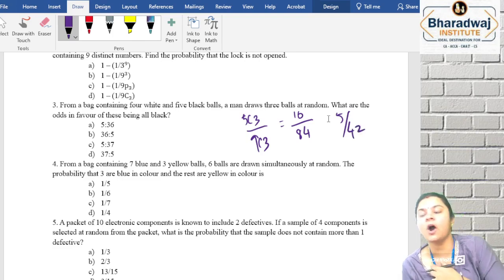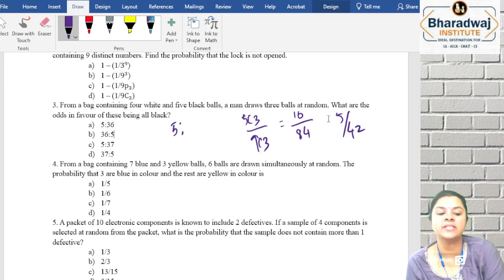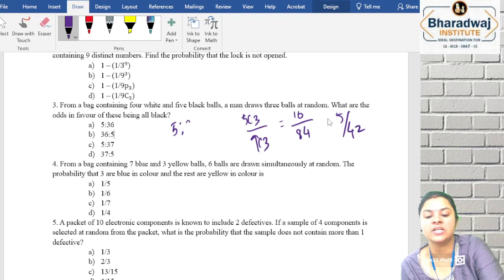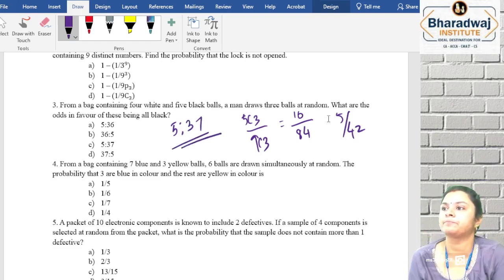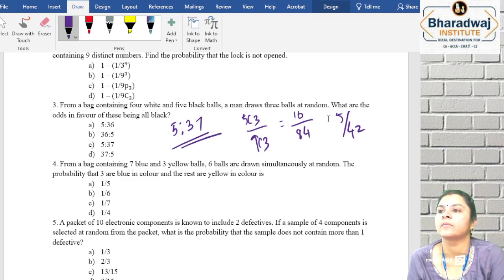Now they are asking odds in favor. So favorable is 5, unfavorable is 42 minus 5, which is 37. So the ratio is 5 is to 37. Right?